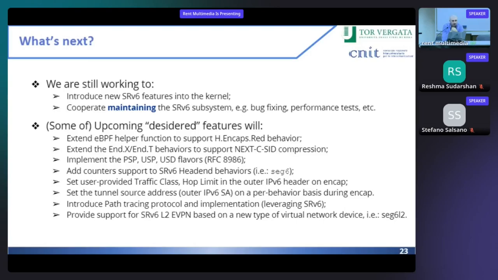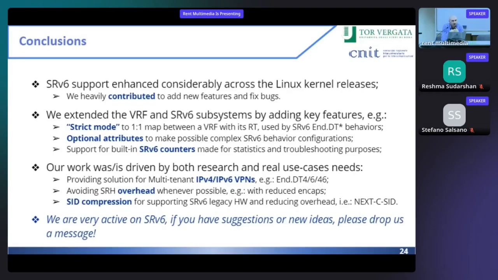We would like to complete the implementation for the flavors PSP, USP, USD. We worked on the path tracing protocol, the one that Ahmed presented before. We already have an implementation and it leverages the segment routing subsystem. We would also like to provide a full L2 VPN based on SRv6 on a new virtual interface, because it allows us to overcome the limitations brought by the L2 encap, which is made using lightweight tunnels. So in conclusion, the support for segment routing has evolved quite a bit along those years.